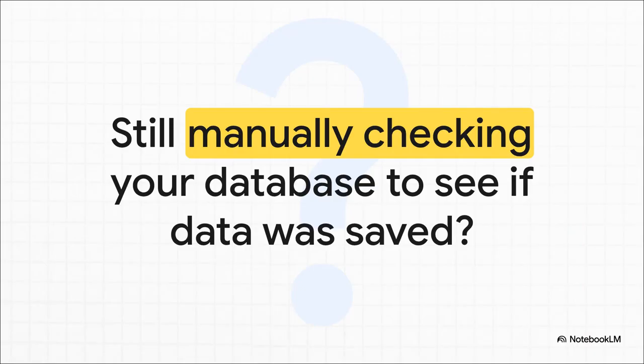All right, let me ask you a question. You just ran an automated test, one that's supposed to create a new user. What do you do next? Are you still manually logging into a database, running a query, and squinting at the screen to see if the data's there? Look, we've all been there, but it's slow, it's not reliable, and honestly, it kind of defeats the whole point of automation, doesn't it?